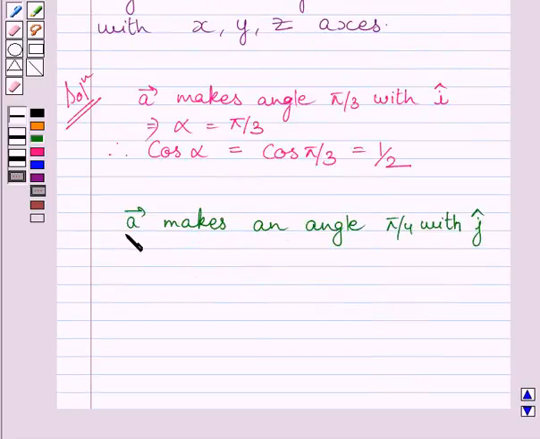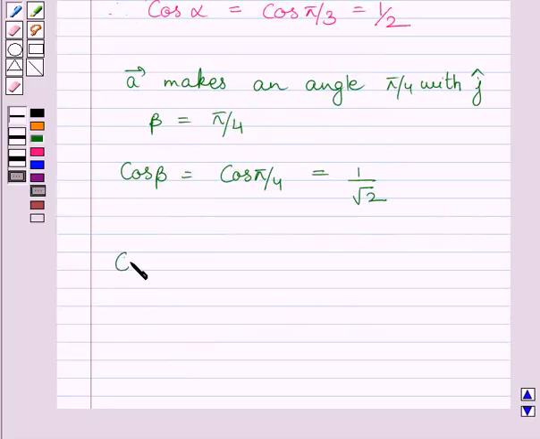We are also given that vector A makes an angle pi upon 4 with unit vector J. Now we know vector J is a unit vector along y-axis. So using key idea, we get beta is equal to pi upon 4. Now cos beta is equal to cos pi upon 4, which is further equal to 1 upon root 2.